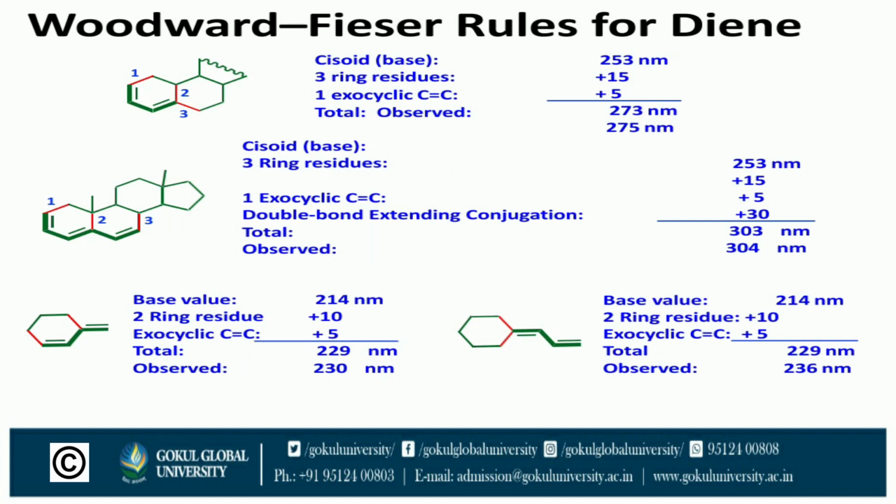In the fourth example, the system is a cisoid or homoannular system. The homoannular system value is 253 nanometer. There are three ring residues present here, 1, 2, 3, so 3 into 5 is equal to 15. One exocyclic double bond is present here, so the value is plus 5. The total value is 273 nanometer and the observed value is 275 nanometer.